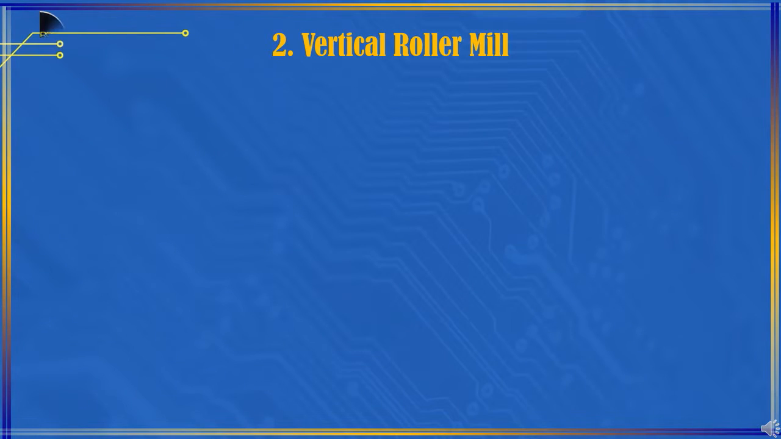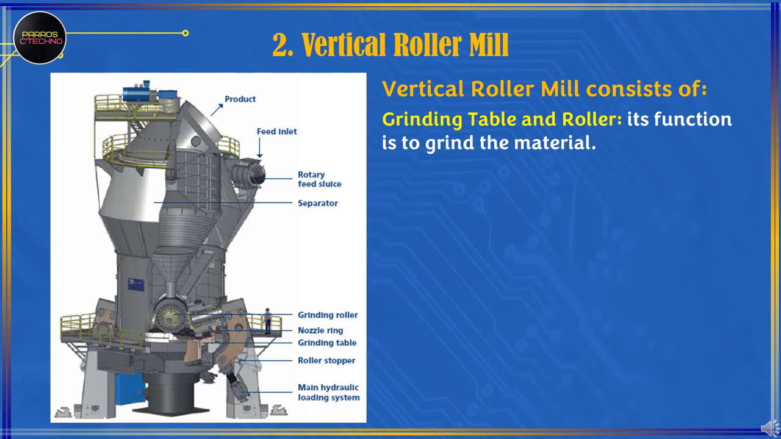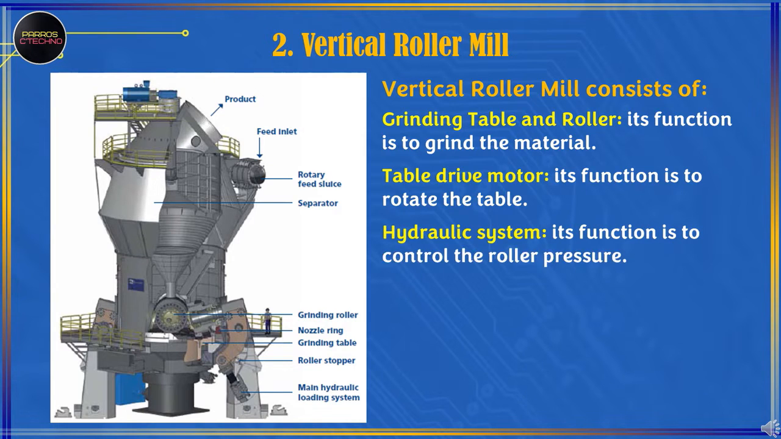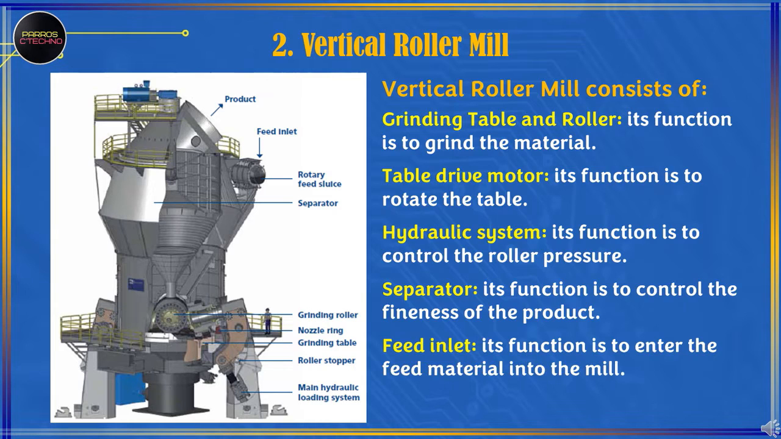Vertical roller mill. A vertical roller mill consists of a grinding table and rotating rollers. Its function is to grind the material. The table drive motor's function is to rotate the table. The hydraulic system's function is to control the roller pressure. The separator's function is to control the fineness of the product. The feed inlet's function is to enter the feed material into the mill.